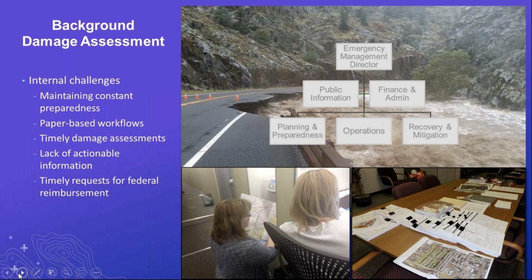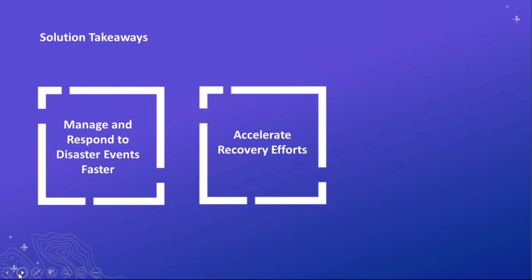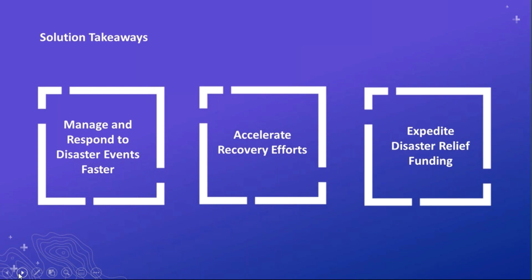So, by marrying data and location onto a centralized GIS platform, we hope that you'll walk away from the presentation with the following takeaways. First, we want to be able to help your organization manage and respond to disaster events faster. By exploiting location as a common denominator, we can pinpoint where our teams need to go and how to visualize and analyze the best course of action. Secondly, accelerate recovery efforts. You'll see in today's demo that the information flow is expedited and automated with modern mobile tools. And finally, we want to help you expedite the disaster relief funding.